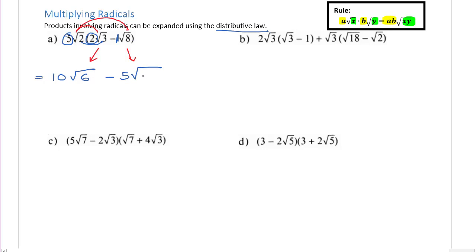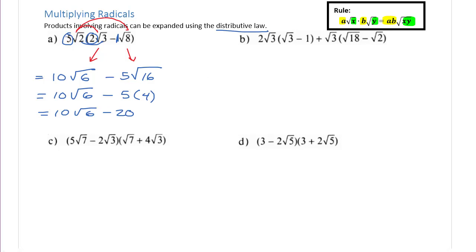Now, you can write it as root 16, which is just going to be 4, since the square root of 16 is 4. Or you could prime factorize it, but 16 is so easy. Square root of 16 is just 4. And we can clean that up a little bit and make that 20. Now, there's nothing else we can do here. We're done. We're not factoring. We're just leaving it as is. We can't subtract these. They're unlike, so we're done.